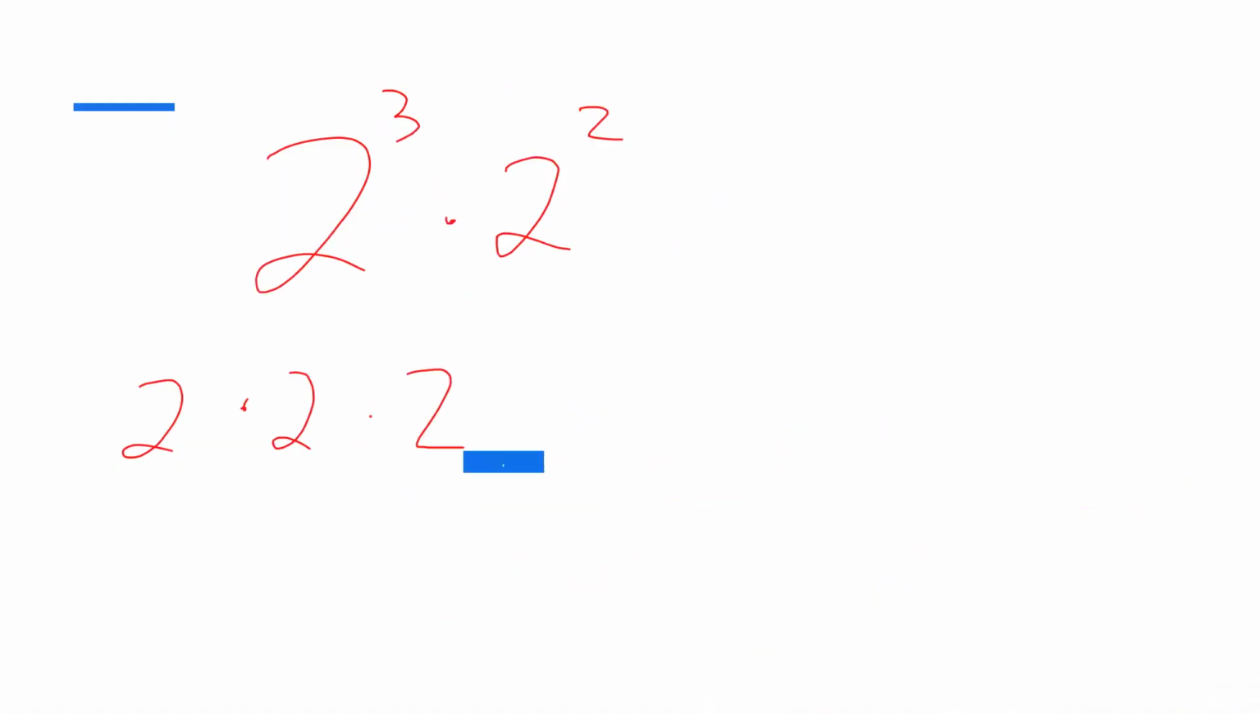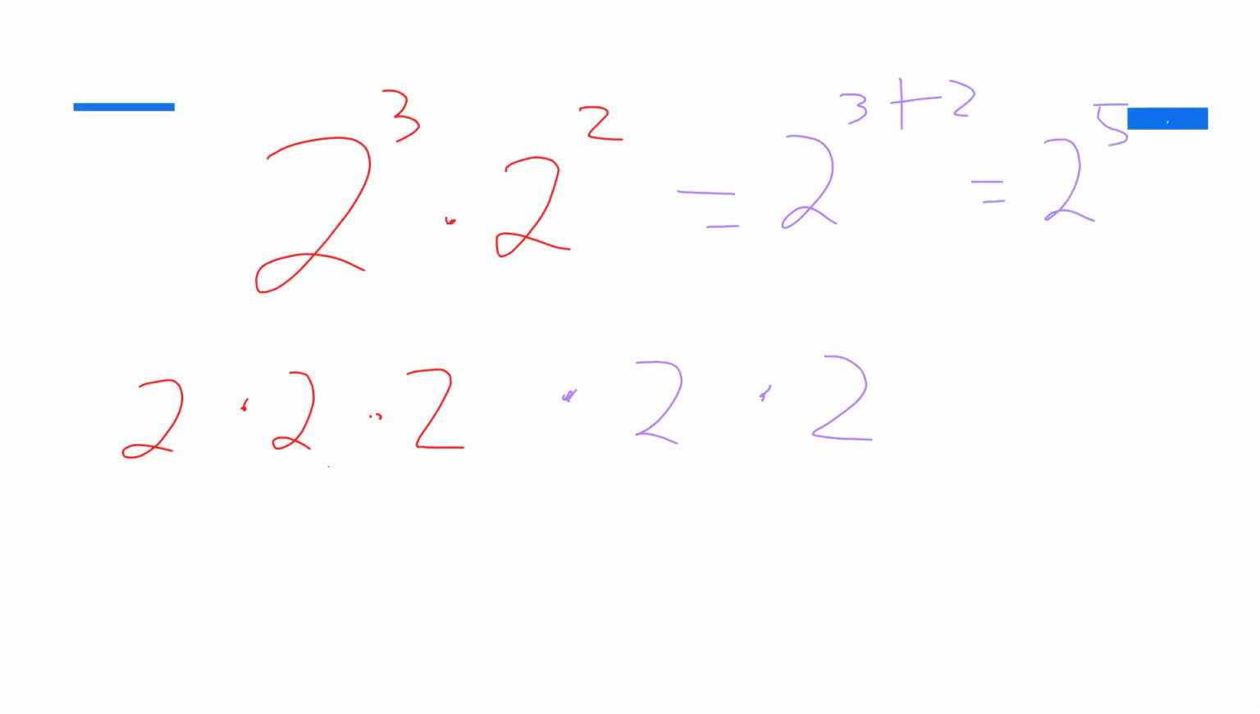Let's check it out. If I have 2 to the power 3 times 2 to the power 2, 2 to the power 3 is 2 times 2 times 2. And then 2 to the power 2, again it's multiplying, so I'm going to do times 2 times 2. So we've got 1, 2, 3, 4, 5, which is 2 to the power 3 plus 2, which is 2 to the power 5. Wow.